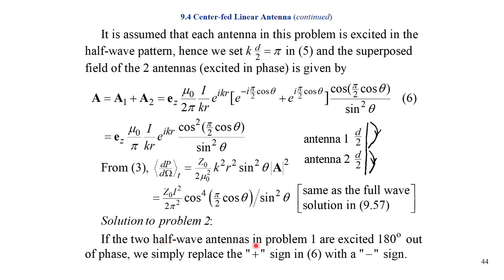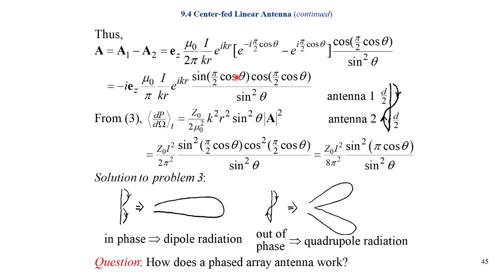If the two half-wave antenna in problem 1 are excited 180 degree out of phase, we simply replace the plus signs with the minus sign. So it becomes sine, sinusoidal, sine pi over 2 cosine theta over theta, and we have minus I here. Others are similar, sine theta square, coefficient the same. We have minus I, we have sine pi.